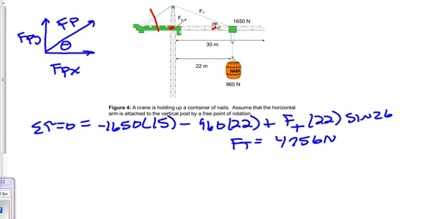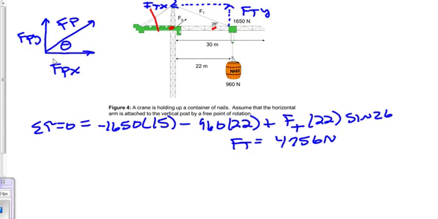Okay, so where does this come from then? Well, force tension will also have a force tension y and a force tension x. So let's label that in there. This is force tension y. And this one over here is force tension x. Now let's see, force tension x will be pointing this way, force tension y will be pointing in that direction.